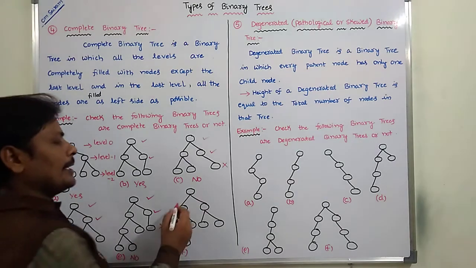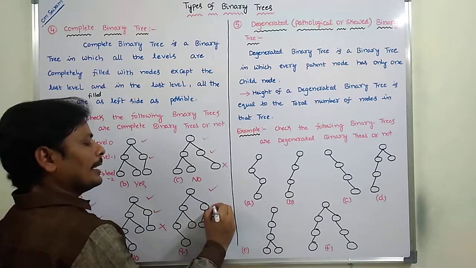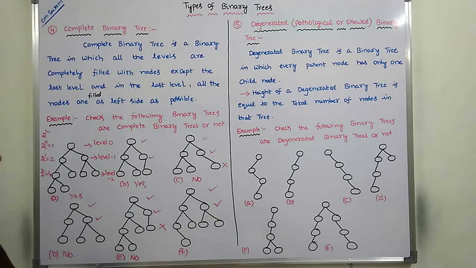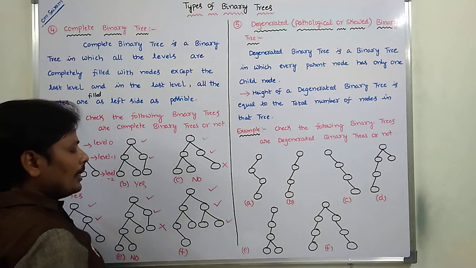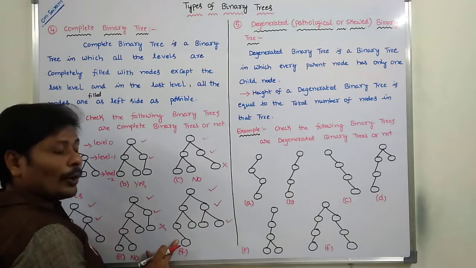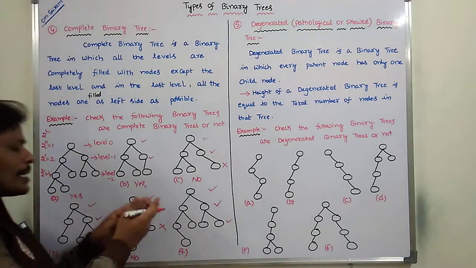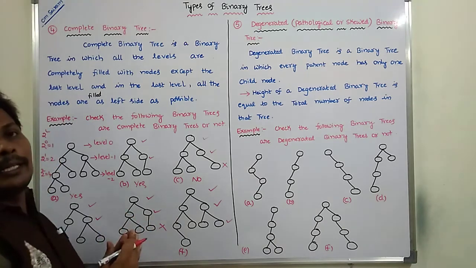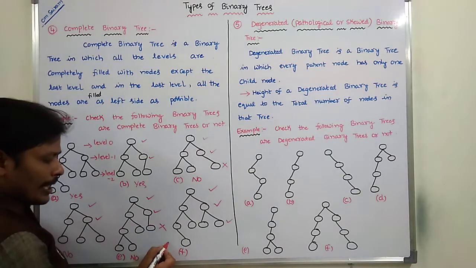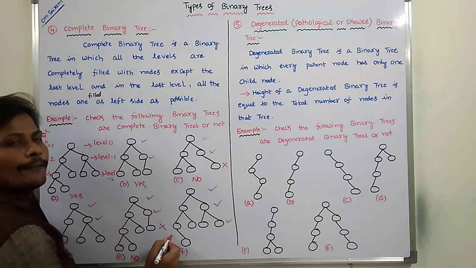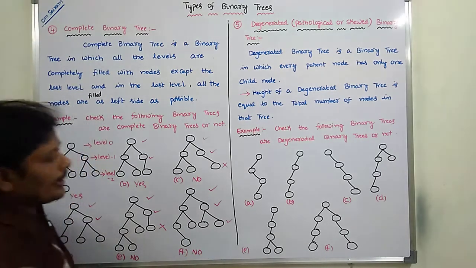Okay, next go for this one. In the 0th level, it contains one node. In the first level, it contains two nodes, 2 power 1. In the second level, 2 power 2, that is 4 nodes are possible. Next, in the last level, only one node is there. This node must be filled as far left as possible. First, we have to fill the left child, and after that, the right child. But here, the left child is not filled. Without filling the left child, only the right child is filled, so it is not a complete binary tree.